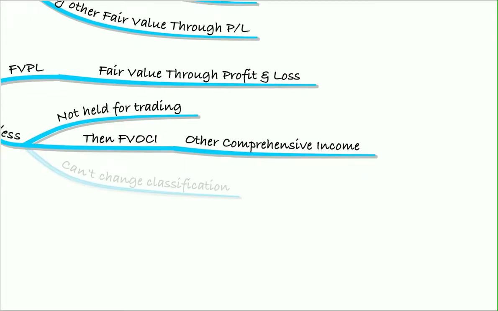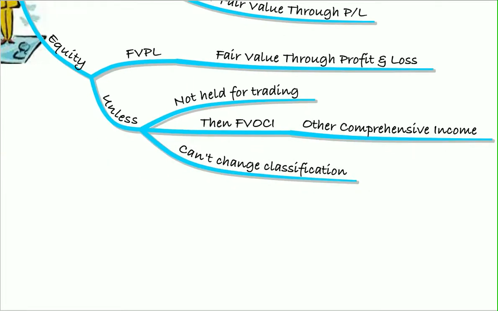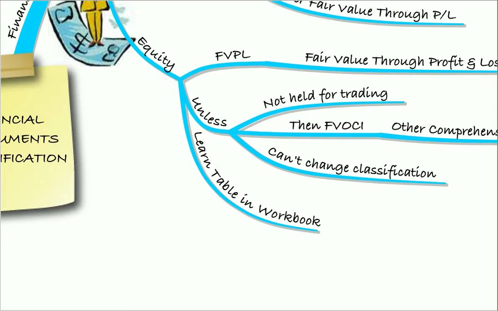Once you've decided on that, you can't change the classification. So you can't change from fair value through profit and loss to fair value through other comprehensive income. So what you need to do is learn the table for these in the workbook. That will tell you how to classify any financial asset.